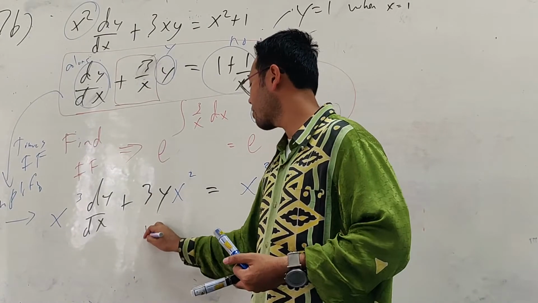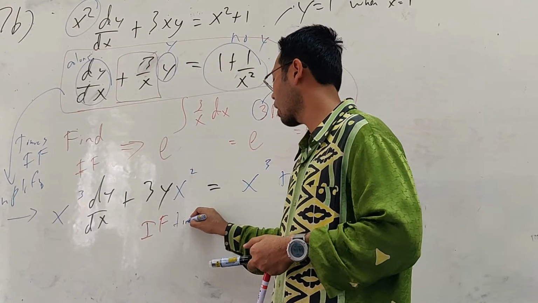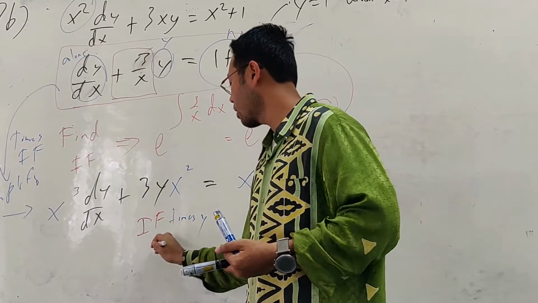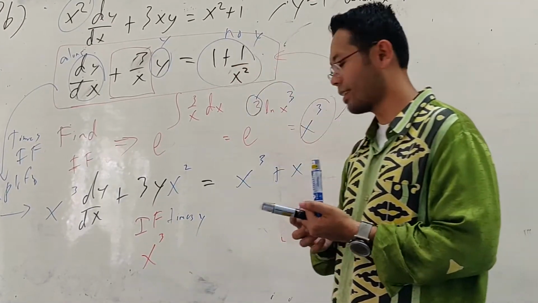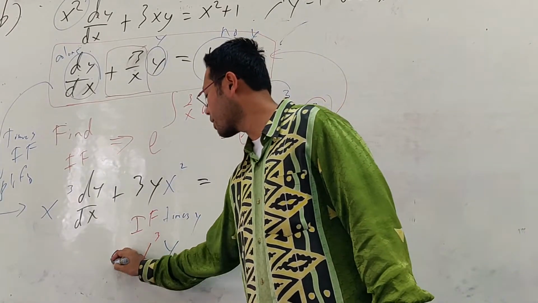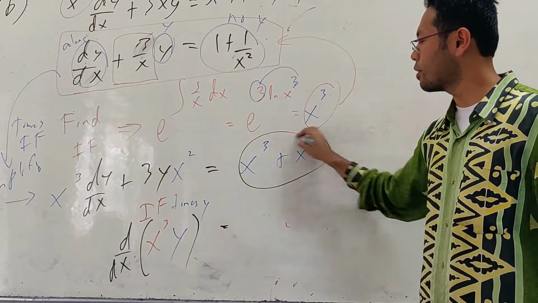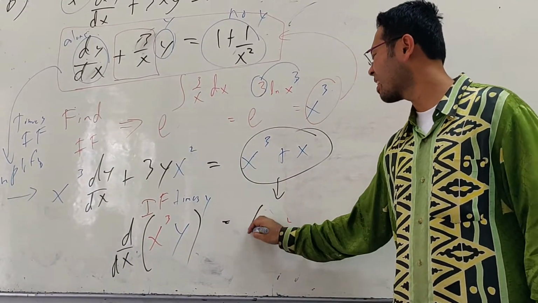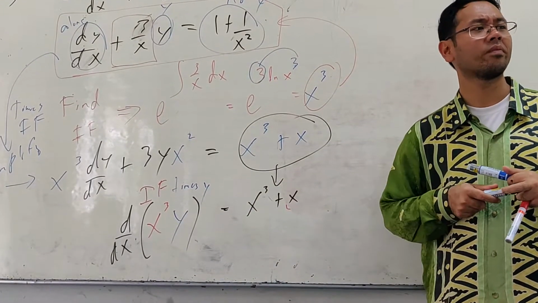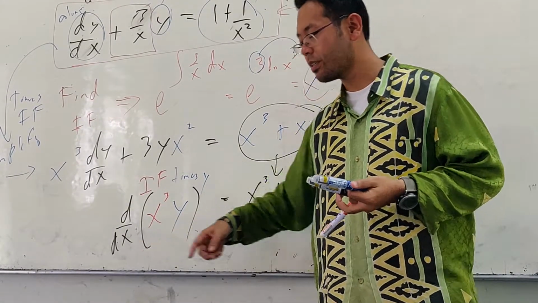Next is IF times y. What's your IF? x cubed. What's your y? Just y, nothing much. And dx over here. And remember, whatever you got here, bring it down: x cubed plus x. What's next? Integrate. Gotta differentiate here. Integrate.